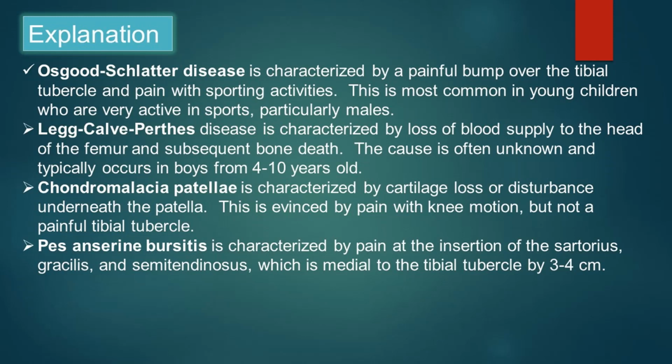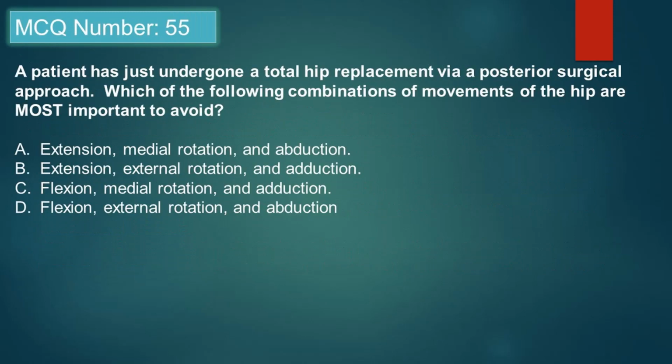And at the end, pes anserine bursitis is characterized by pain at the insertion of the sartorius, gracilis, and semitendinosus muscles, which is medial to the tibial tubercle, at least 3 to 4 centimeters. So now moving toward the last MCQ of today's part, a patient has just undergone a total hip replacement via a posterior surgical approach.